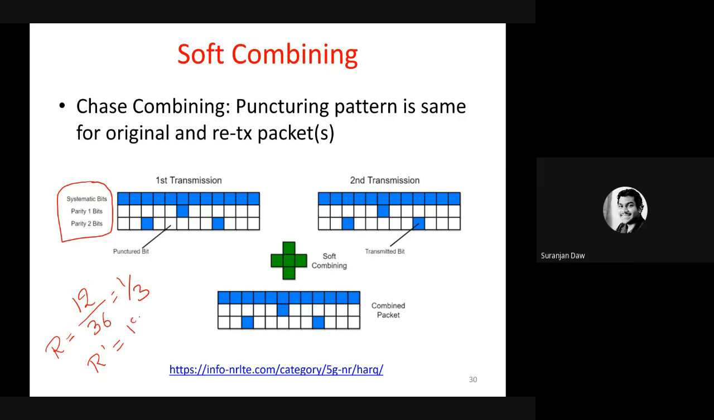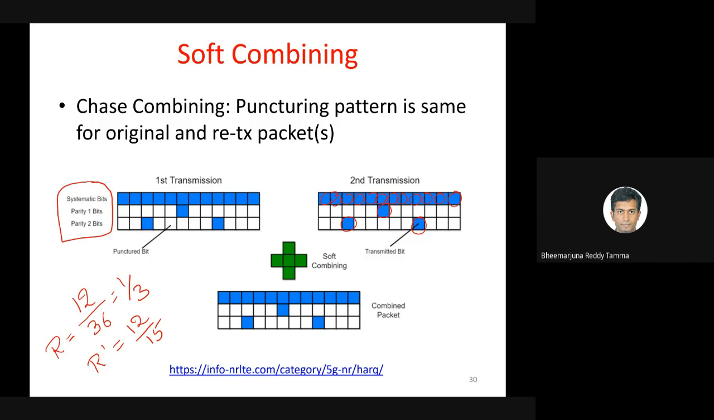12 by 15. So you see a huge jump in the coding rate, right? So that's what you do as part of the puncturing. And this example is where the retransmitted packet and the original packet will have the same bits transmitted in all the attempts that you make. So this is a combined packet.